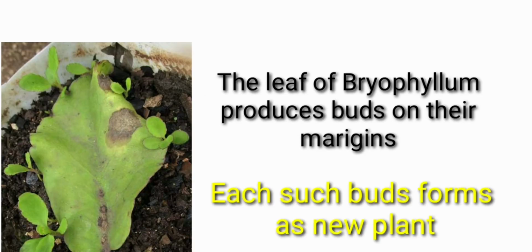Vegetative propagation is one of the methods of reproduction. This is the bryophyllum leaf. Here the bryophyllum leaf undergoes the reproduction process, where bud-like structures are produced on the leaf margin, and each bud develops into a new plant.